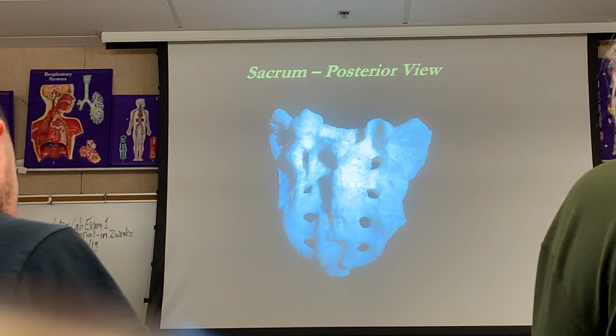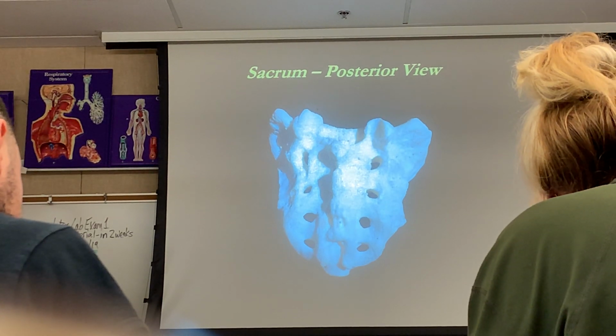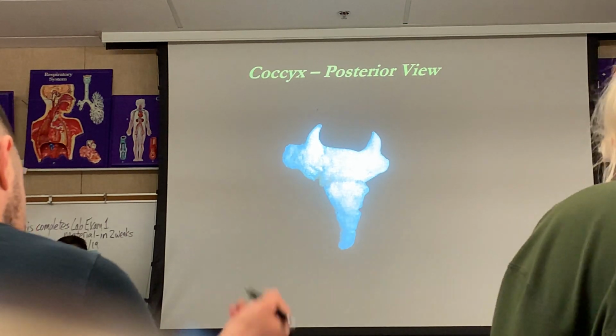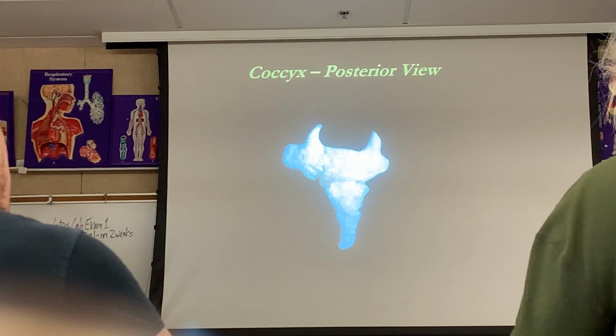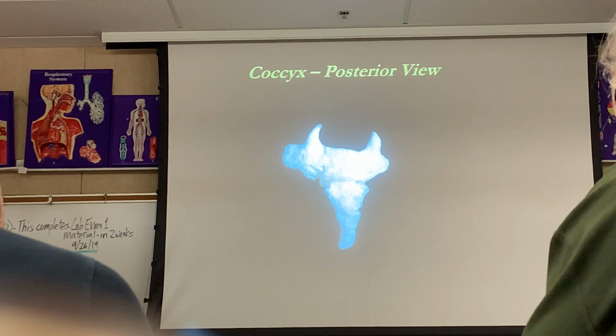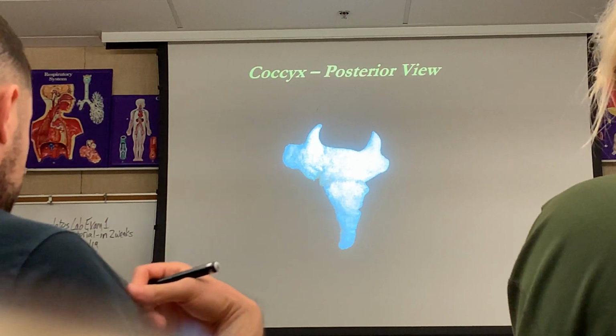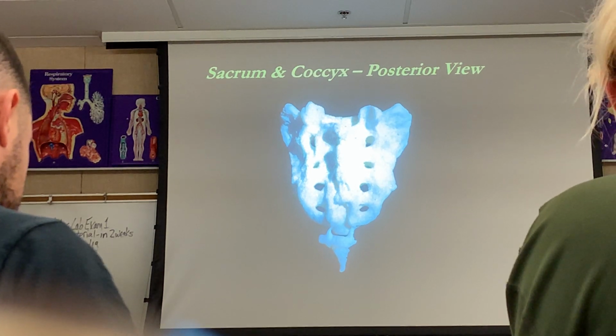Sacrum is large and fused, 5 vertebra. Coccyx is small and fused, only 4. This is your tailbone. I hope you can't wag it. All right, this is how they come together.